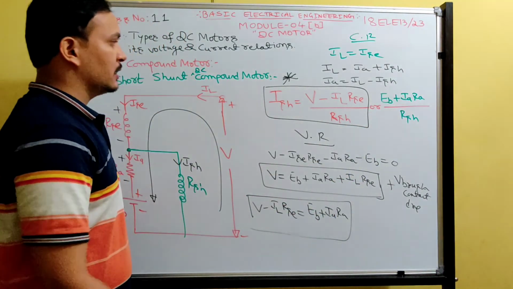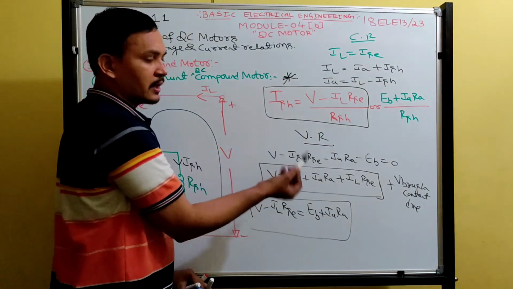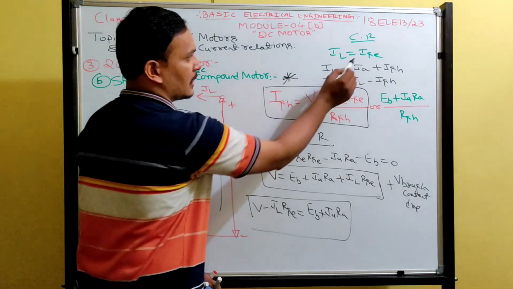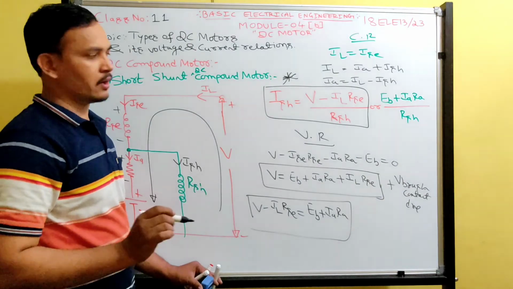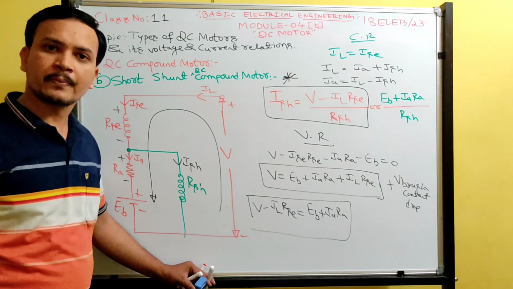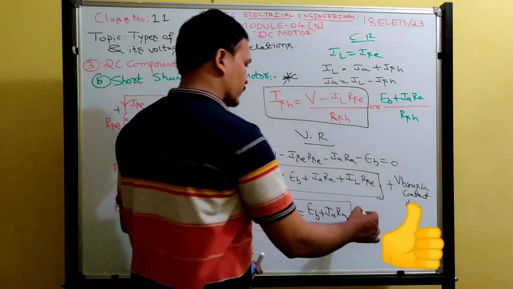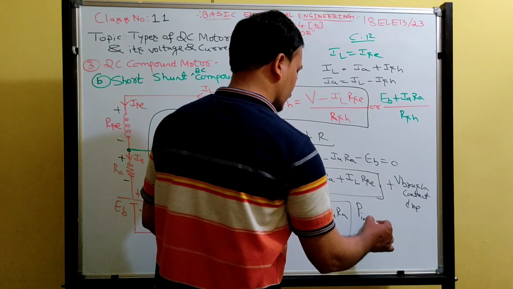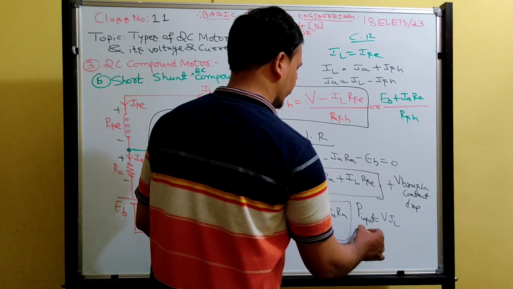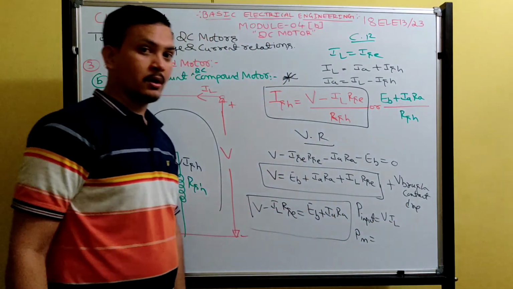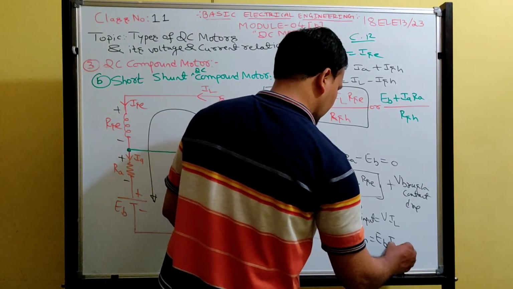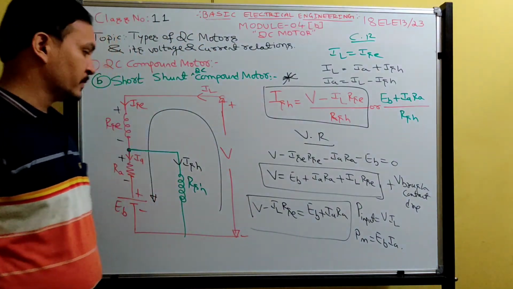Okay, got it? See, in the same equation, you can also replace IL and write Isc. Okay, got it? So that is also correct. V minus Isc Rsc divided by Rsh. That is also correct. So finally, what is the power input? What is power input? Very good. V into IL. What is the power developed or gross mechanical power developed in the armature? Or power output is what? Eb into Ia. Eb into Ia.